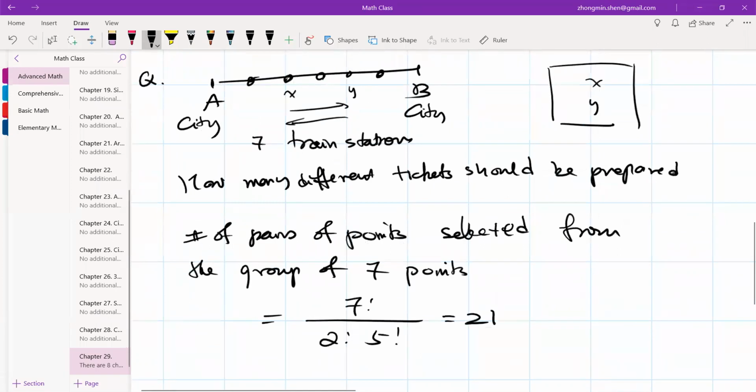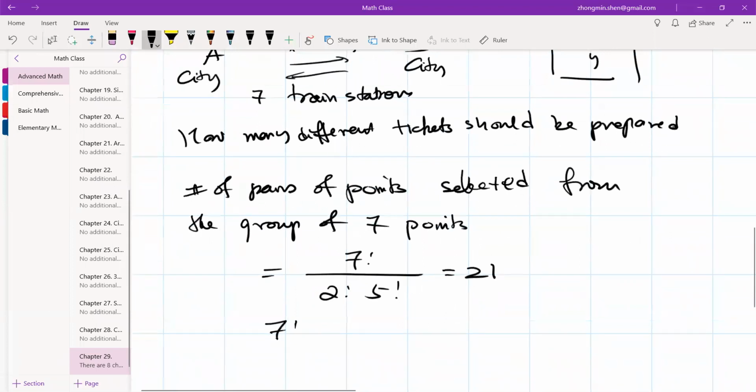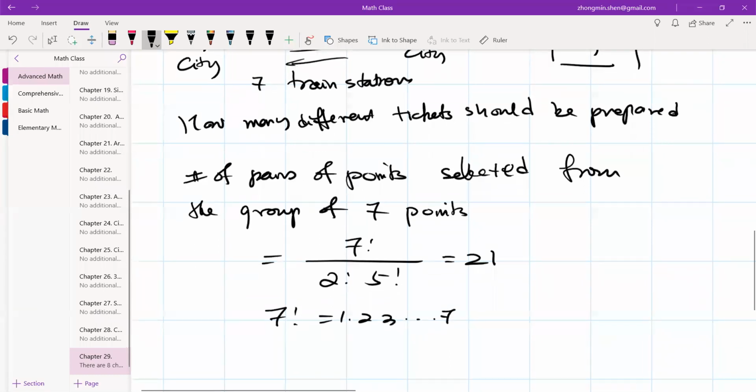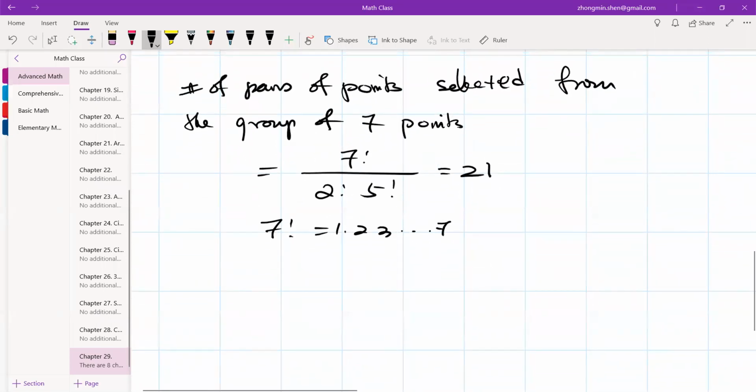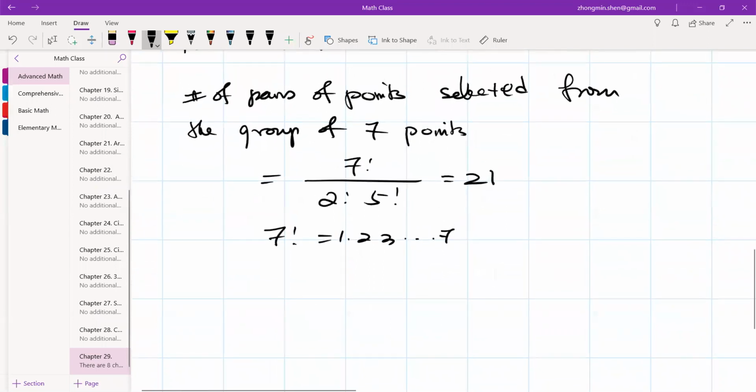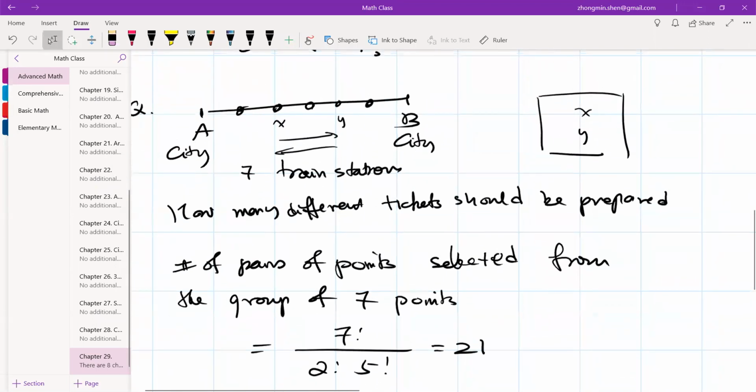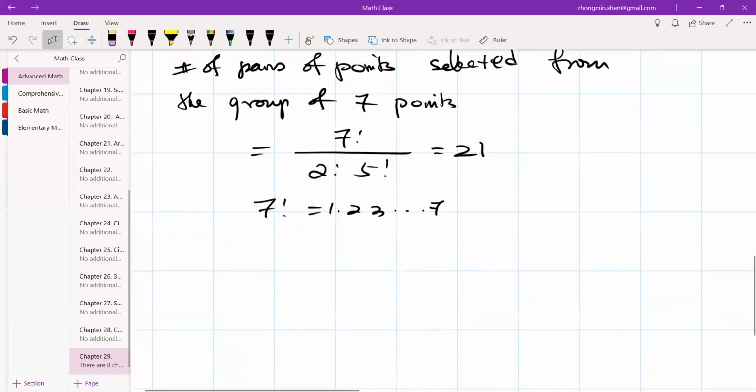A factorial means 7 factorial is 1 times 2 times 3 up to 7, right? So if you understand this, you translate the problem to the following problem: count the number of pairs of points selected from the group of 7 points. Now, there's a standard formula there, and you can use it, but if you don't want to use that formula, how do you solve the problem?